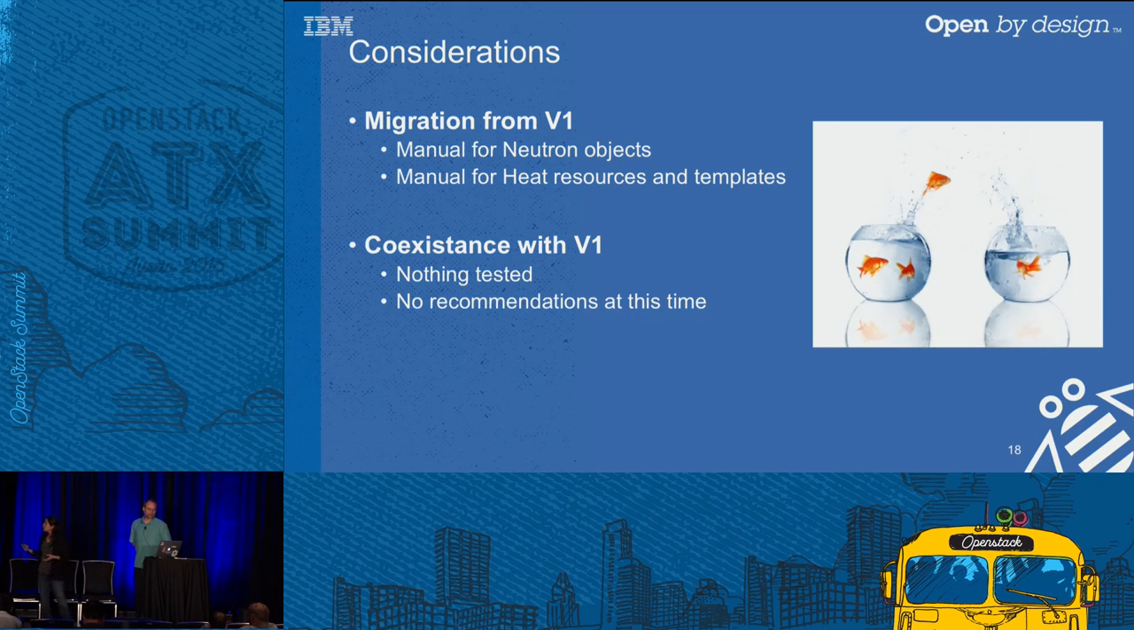There is really no good recommended story for this approach right now. It's all manual. You manually migrate your Neutron objects because, as we talked about up front, the whole structure and resources are completely different between V1 and V2. The APIs have been completely redesigned. So it's something you want to consider as you're planning your move to V2. And on coexistence, if you're trying to move, it might be better to have one node running V1 and another node running V2 rather than trying to commingle them and have them coexist.